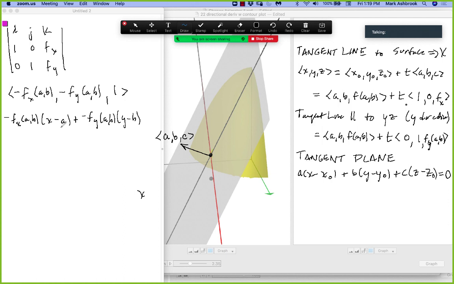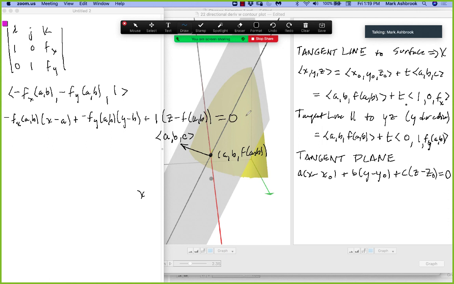Now this a and b is our coordinates of our point, right? So I have to keep those straight. There's the x and y coordinates of the point (a, b), and then there's the x and y components of the orthogonal vector. Those are different things, but once we get it all filled in, it's okay. And then plus C is 1 times (z minus f(a,b)). That all equals 0.